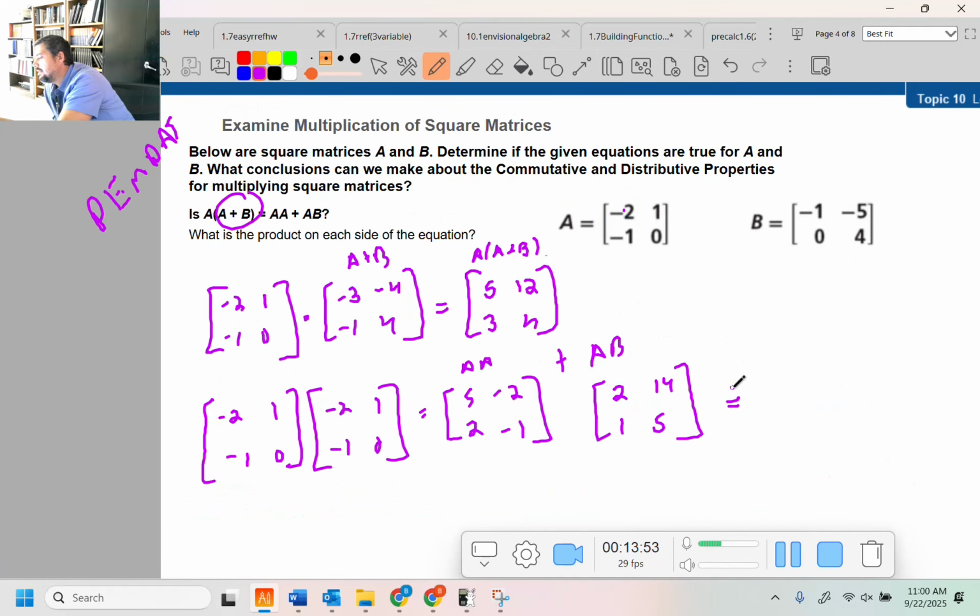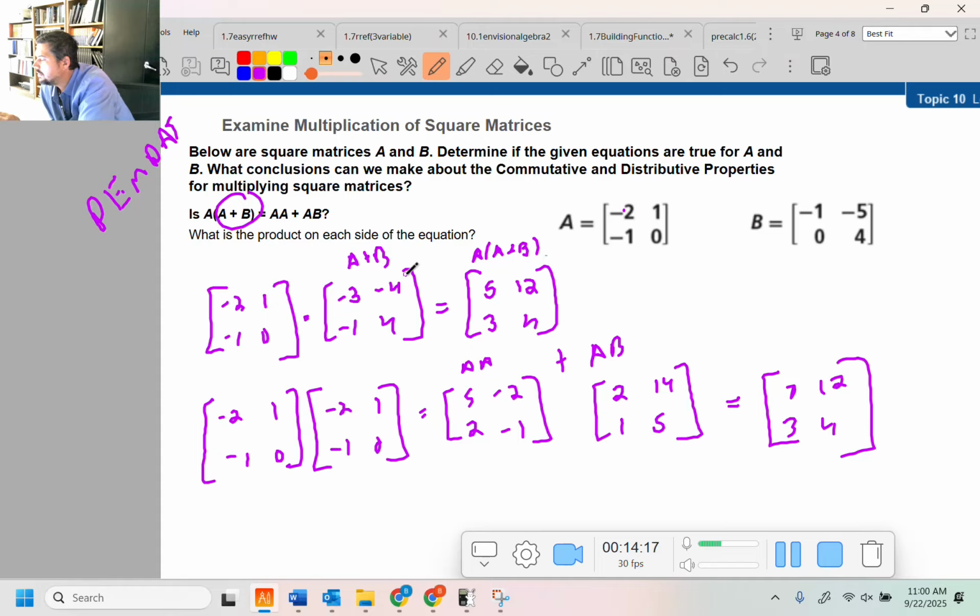Now if I add these together, 5 and 2 makes 7. -2 and 14 makes 12. 2 and 1 makes 3. -1 and 5 makes 4. We're off a little bit, aren't we? Let's see if that was a mistake I made. I had a 5 up here. This one has a 7.